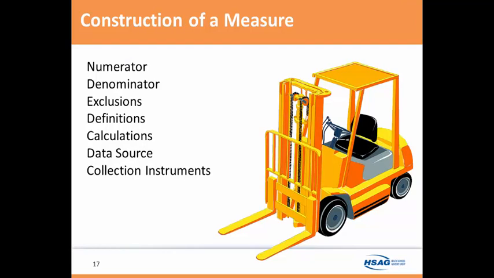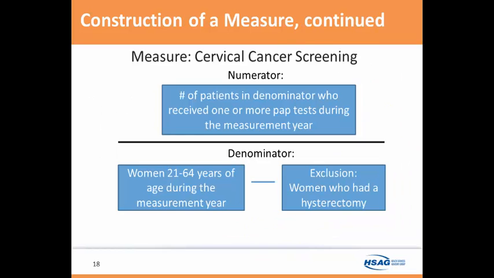There are a number of dimensions of measures that need to be determined during measure development, including the numerator, denominator, exclusions, calculations, and the data sources and collection instruments. The simplest performance measure is a numerator-denominator equation that measures compliance. The denominator is the number of times a provider had the opportunity to provide an element of recommended care to a patient, whereas the numerator is the number of times that the care was actually provided.